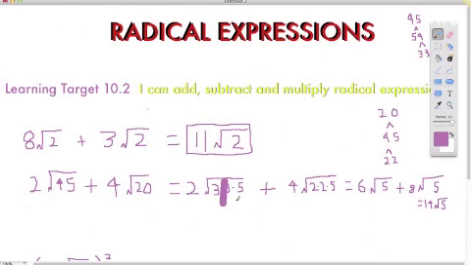I'm going to take a 3 out. I'm going to take a 2 out. So for this one, it's going to be 3 times 2 is 6, and 4 times 2 is 8, with the 5s in the square root. Being that they both have 5s, it's really simple, and we just add the numbers on the outside, which gives us 14 times the square root of 5.